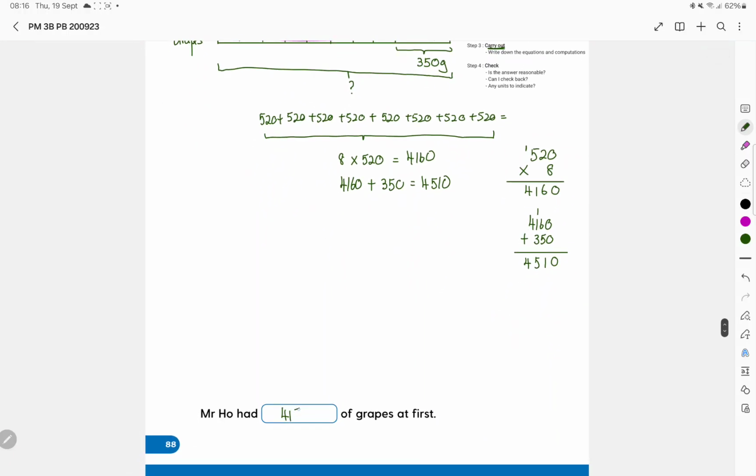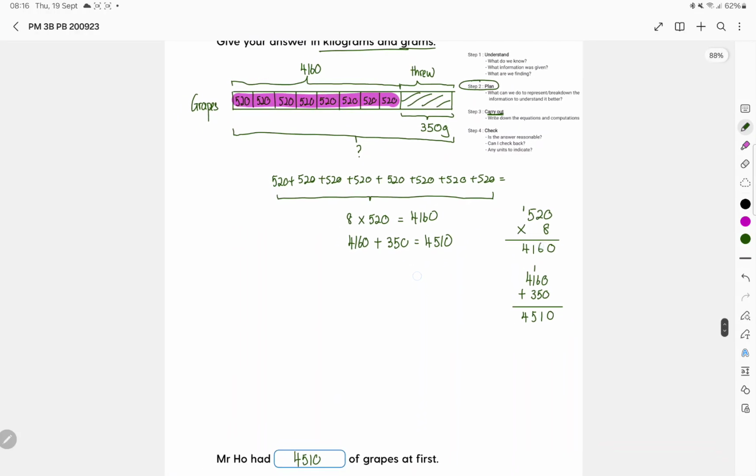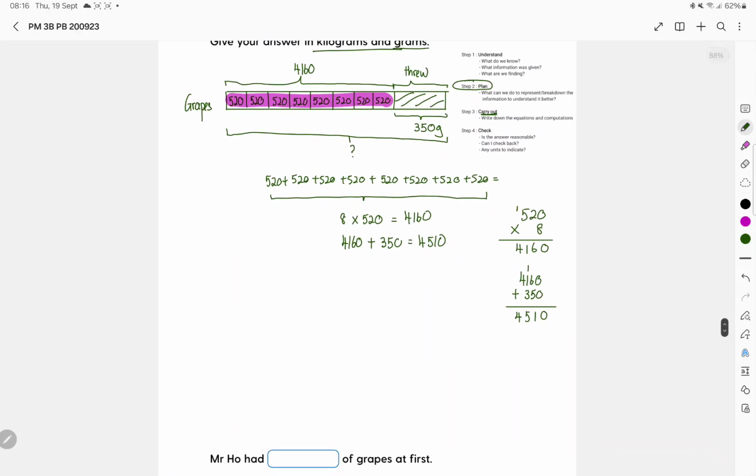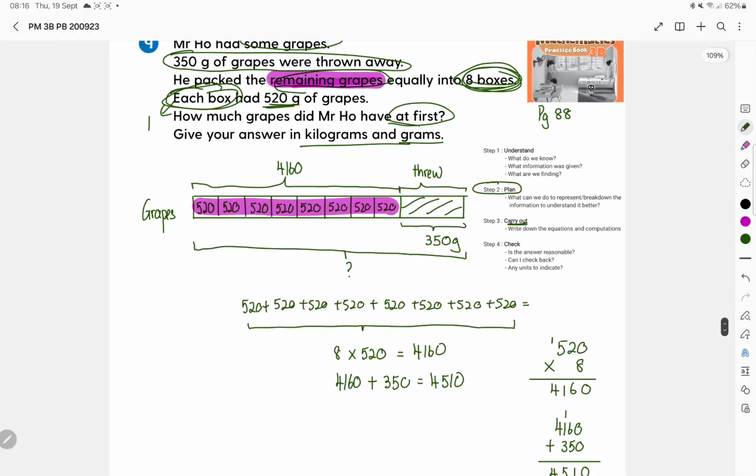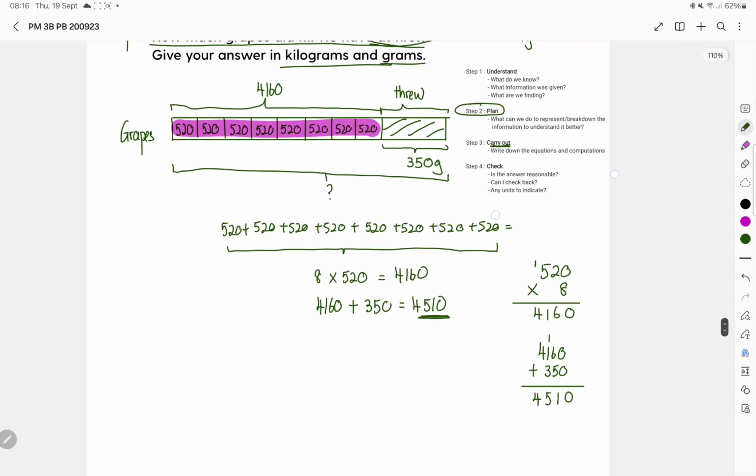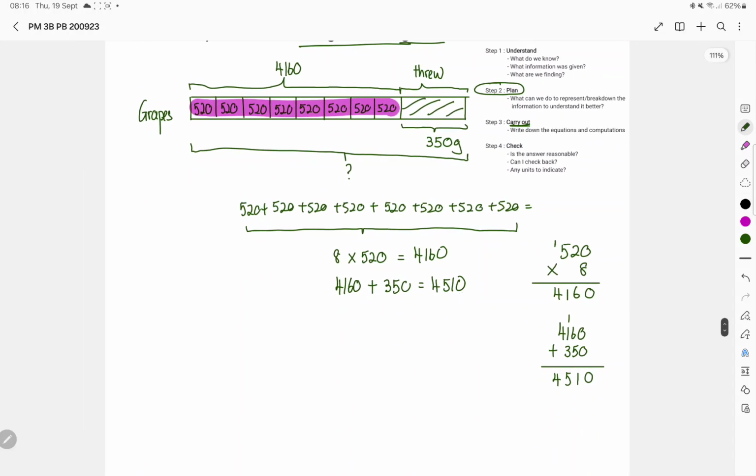Can I put 4,510 here? If you look at the question again, remember, don't rush to put in the answer. Always check again. What does the question want? How much grapes did Mr. Ho have at first? Yes, I managed to get that. But they want you to give your answer in kilograms and grams. What we have here are all grams, because we've been working with grams. We have not changed anything to kilograms.